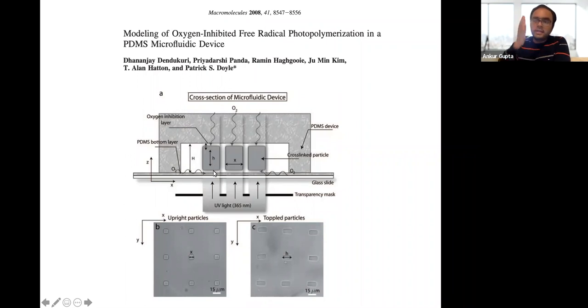So they only modeled the Z direction, did an unsteady reaction-diffusion system, and solved it and matched it with the experiments. So again, this was a real world system where you had oxygen diffusing in through a PDMS device, which was inhibiting your polymerization. As you can see, oxygen inhibited polymerization is in the title, and they modeled it and also matched with experimental data. So again, what we are discussing now in the class is actually applicable to real world systems.